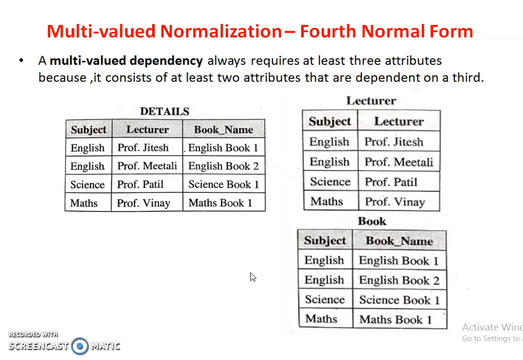Why is it more desirable? Because it avoids repetition of data. BCNF is less desirable because it does not avoid repetition of data, and fourth normal form is more desirable because it avoids the repetition of data.